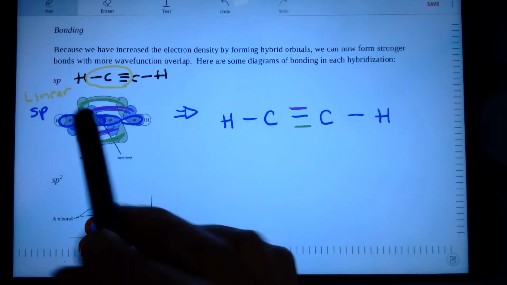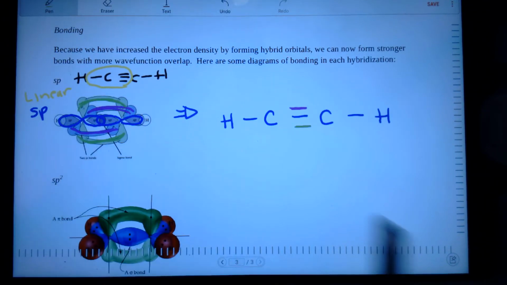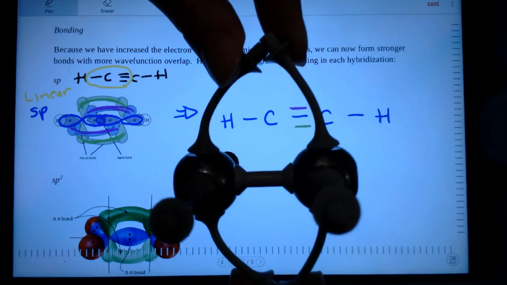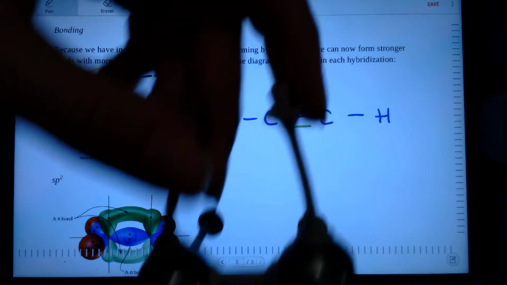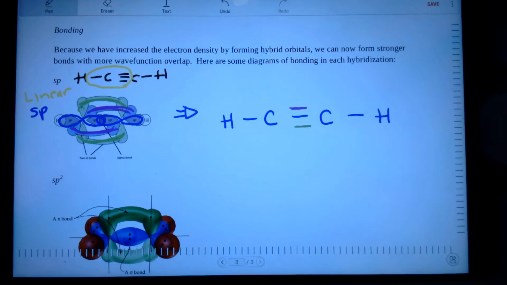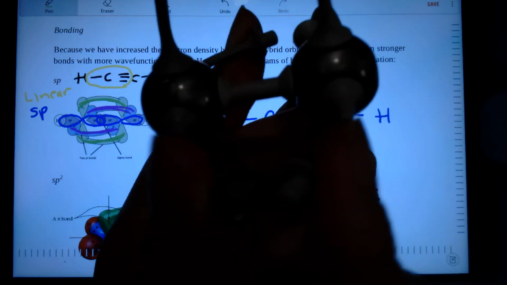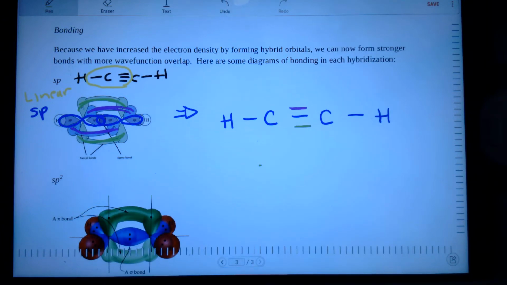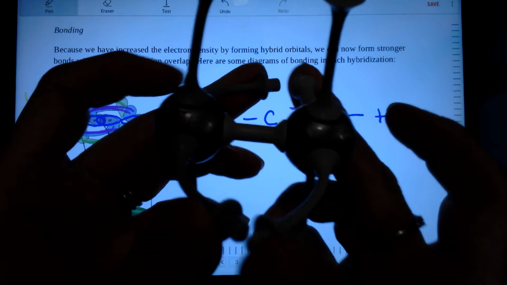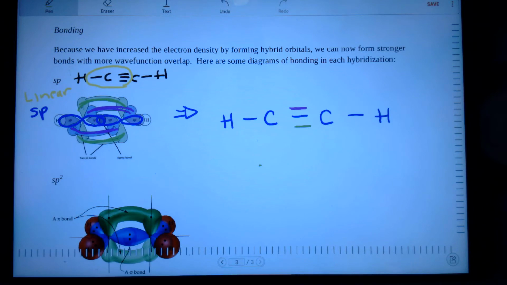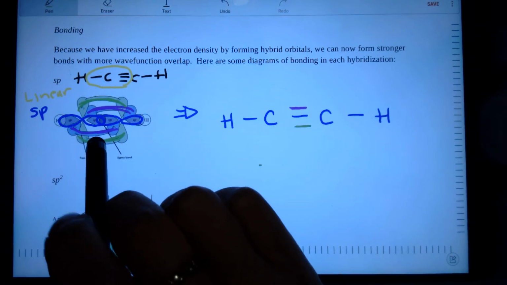In the picture, the ones I just did are green. Those green ones, those p orbitals, are overlapping above and below, so perpendicular. And then the ones here drawn in blue are overlapping this way, so in front and behind we're getting the overlap there. So you can have perpendicular going in front and behind and above and below, which is what we see in this picture here.